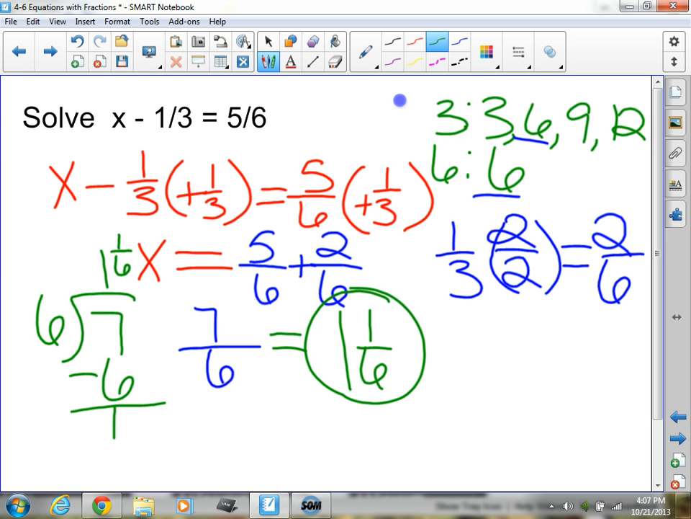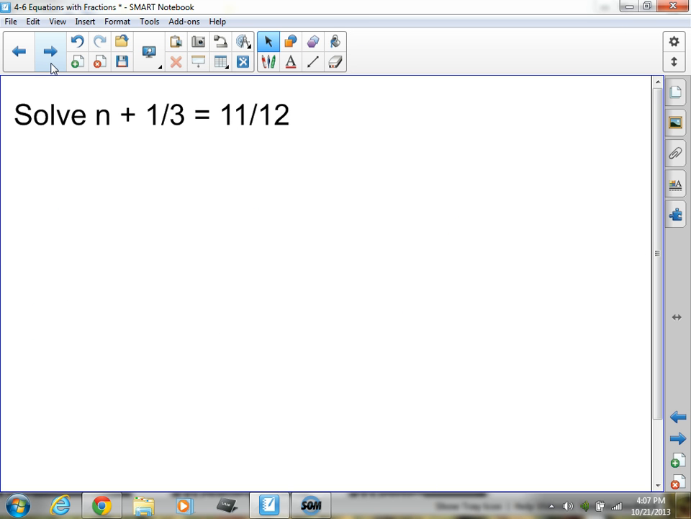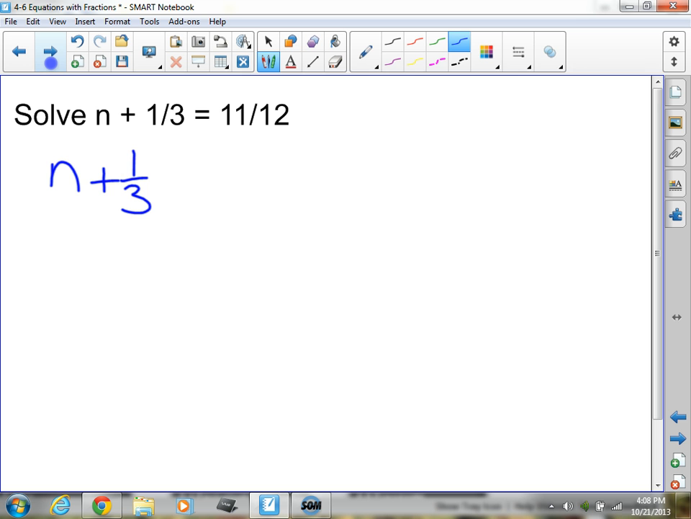Not too bad. It's just taking everything we already know about solving equations and adding and subtracting fractions and putting them together. It's nothing to be worried about. Let's try another one. N plus 1/3 equals 11/12. Again, just taking everything we already know about equations and fractions.